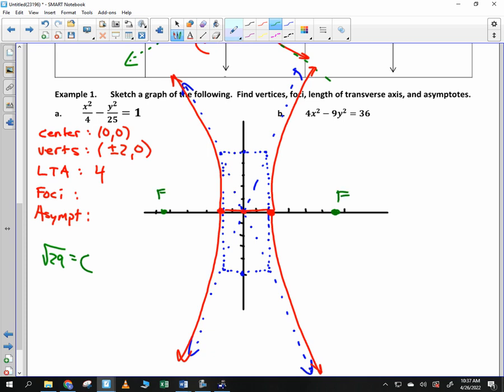Now, you don't need the foci in order to draw the graph, but they are points that are used to determine the shape of the graph. Okay? So the foci are located root 29 from the center. So I've got plus or minus root 29, and 0.